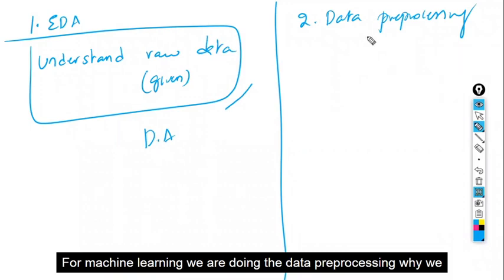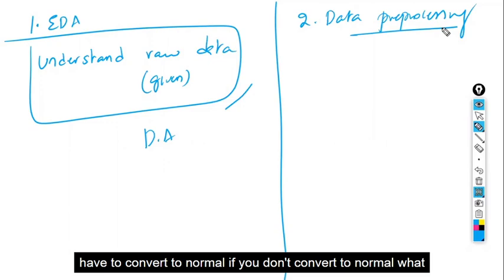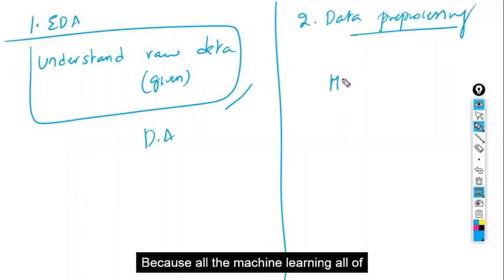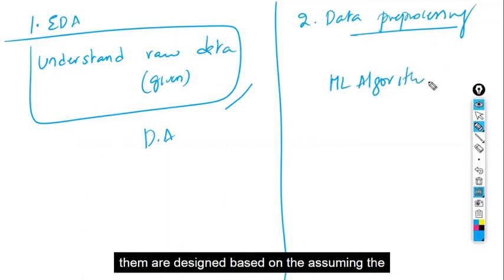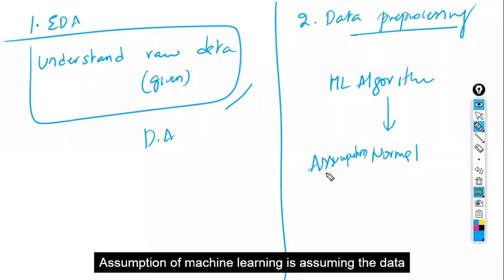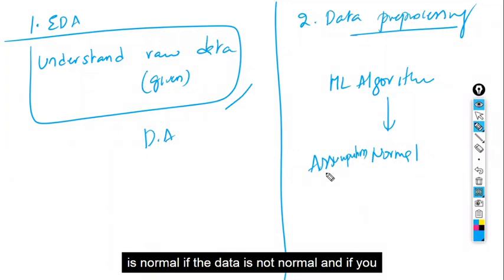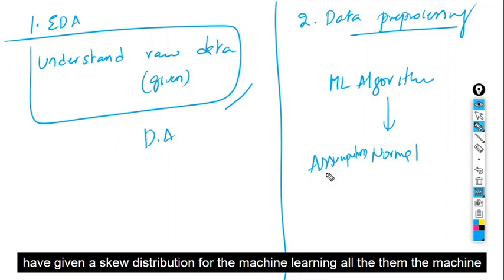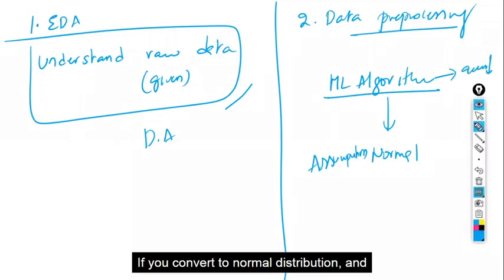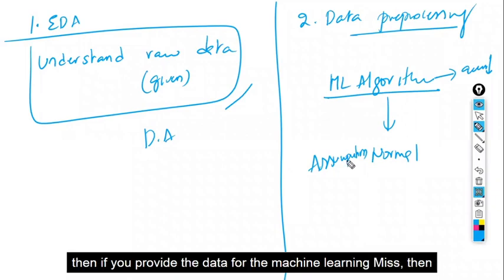For machine learning, we are doing the data pre-processing. Why do we have to convert to normal? If you don't convert, what happens? Because all the machine learning algorithms are designed assuming the data is normal. This is the assumption of machine learning. If the data is not normal and you give a skewed distribution to the machine learning algorithm, it will give wrong answers, which means accuracy will be low. If you convert to a normal distribution and then provide the data, the accuracy will be very high.